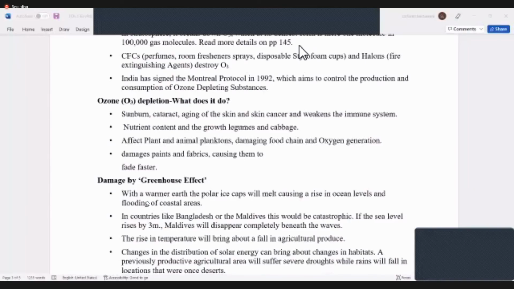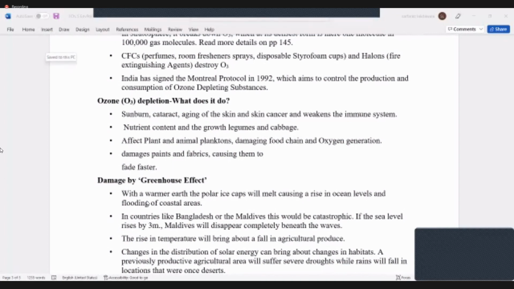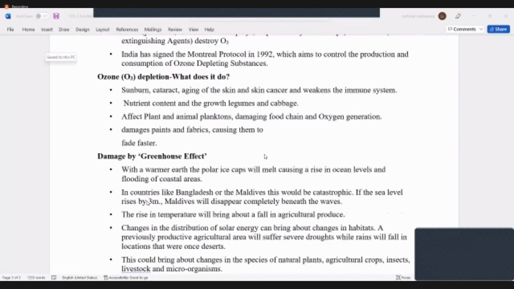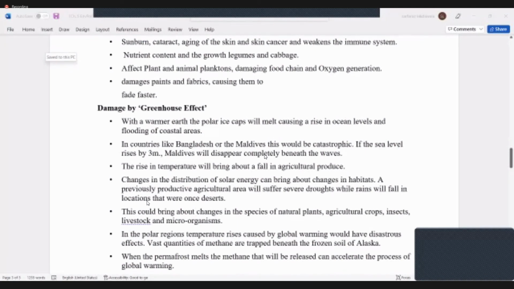Damaged by the greenhouse effect. With a warmer earth and polar ice caps melting, causing a rise in the ocean levels and flooding of the coastal areas. So they are predicting that if the polar ice cap melts and the water level rises in the ocean, then a lot of places will be underwater by 2050. That is, Bangladesh, Maldives will be underwater or completely not seen at all, if the water level rises by about 3 meters, that's what the prediction is. And if the whole polar cap melts, then 3 meters is not going to be that difficult.